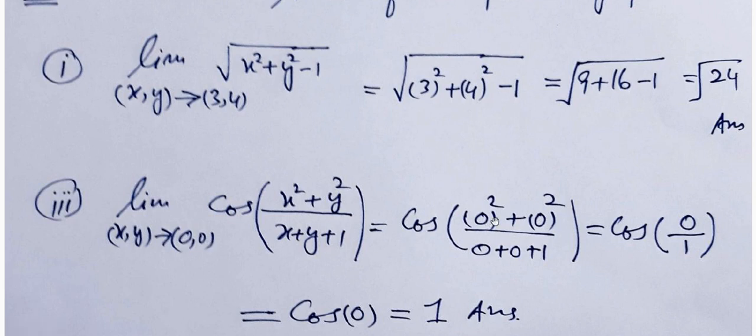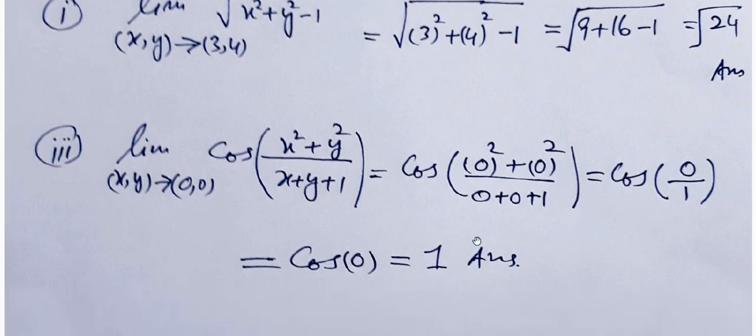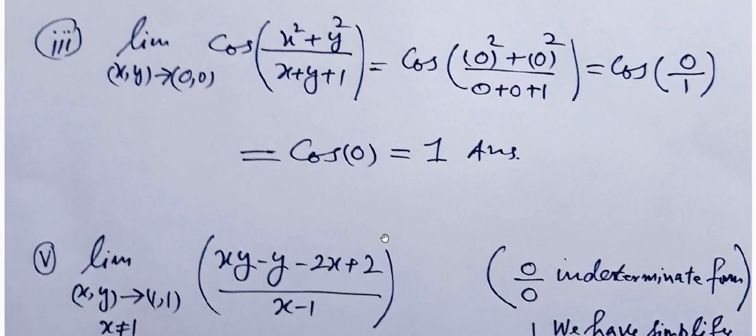So it is x goes to 0, y goes to 0. If I simplify this, it will be cosine 0 by 1, and you know 0 by 1 is 0, and cosine 0 is 1. Again, very simple.